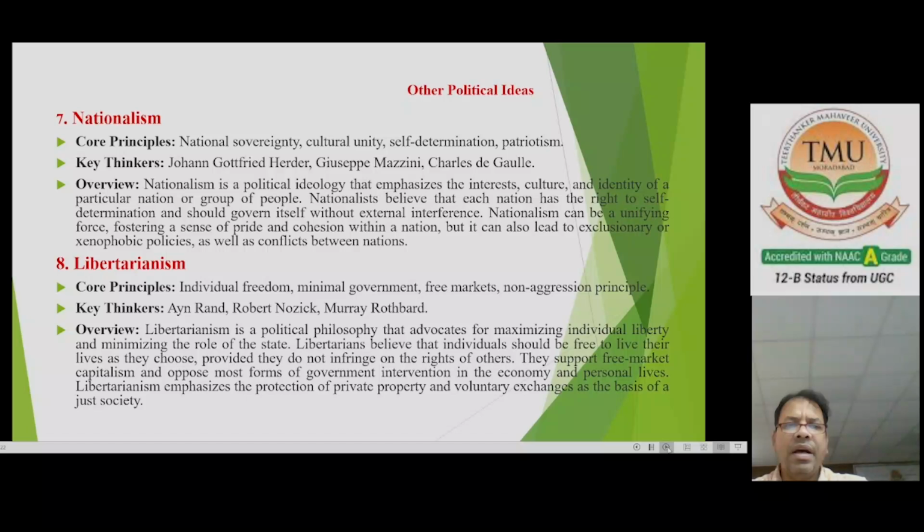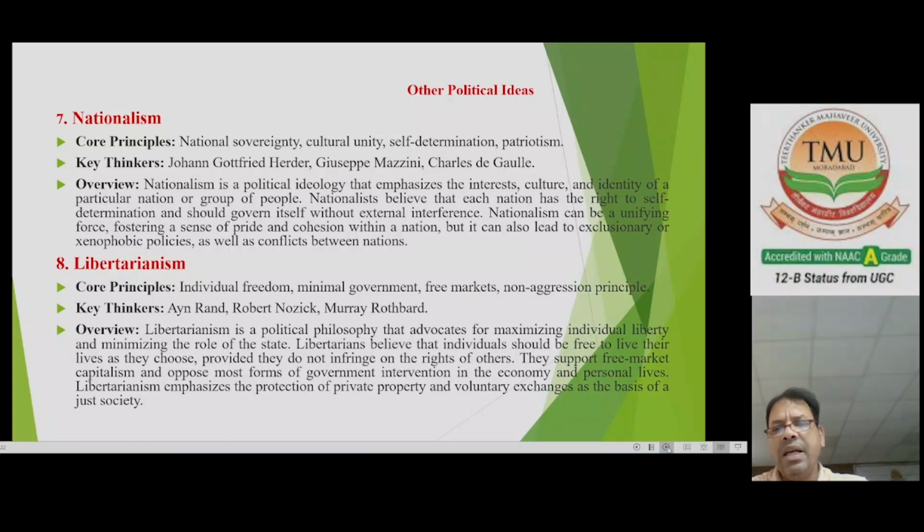Another political idea is nationalism. When we talk about nationalism, that is national sovereignty, cultural unity, self-determination, and patriotism. Overview: nationalism is a political ideology that emphasizes the interests, culture, and identity of a particular nation or group of people.